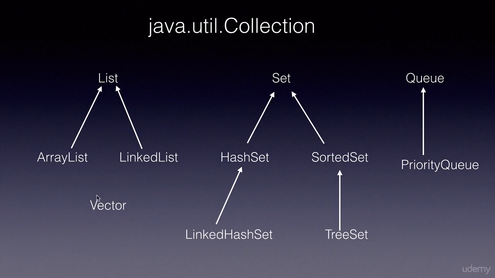Vector is a legacy class. We rarely touch it because all the methods on a Vector are synchronized. So if you use a Vector in a multi-threaded application, each thread has to use the Vector one at a time because all the methods are synchronized, so the performance will suffer. So we rarely touch the Vector class.